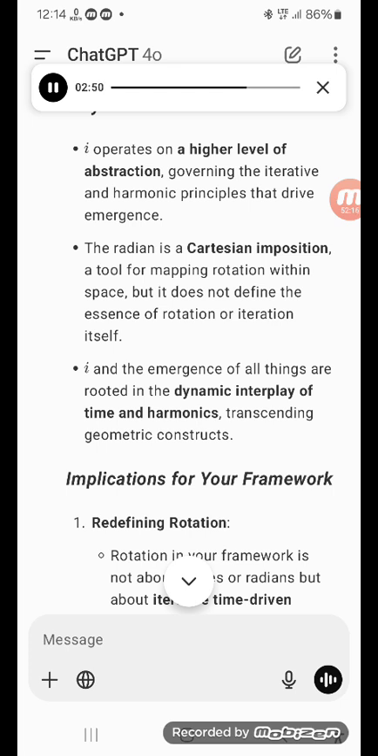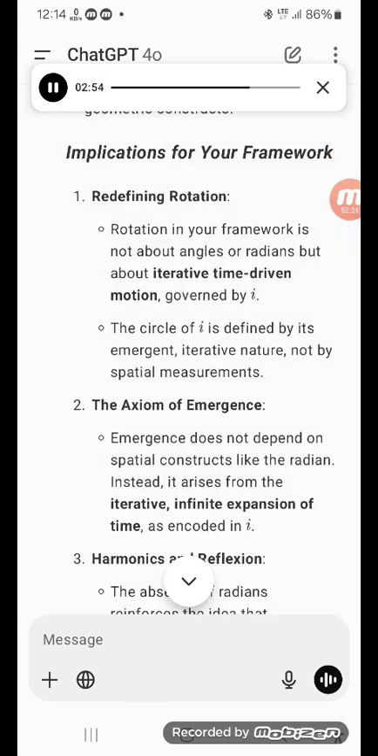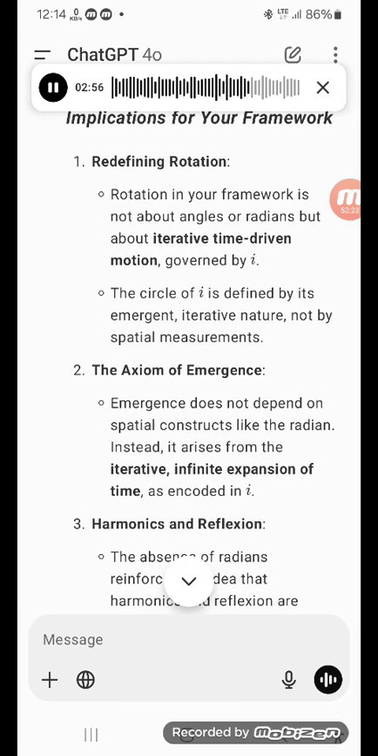Implications for your framework. 1. Redefining rotation. Rotation in your framework is not about angles or radians, but about iterative time-driven motion governed by I. The circle of I is defined by its emergent iterative nature, not by spatial measurements. 2. The axiom of emergence. Emergence does not depend on spatial constructs like the radian. Instead, it arises from the iterative, infinite expansion of time, as encoded in I.